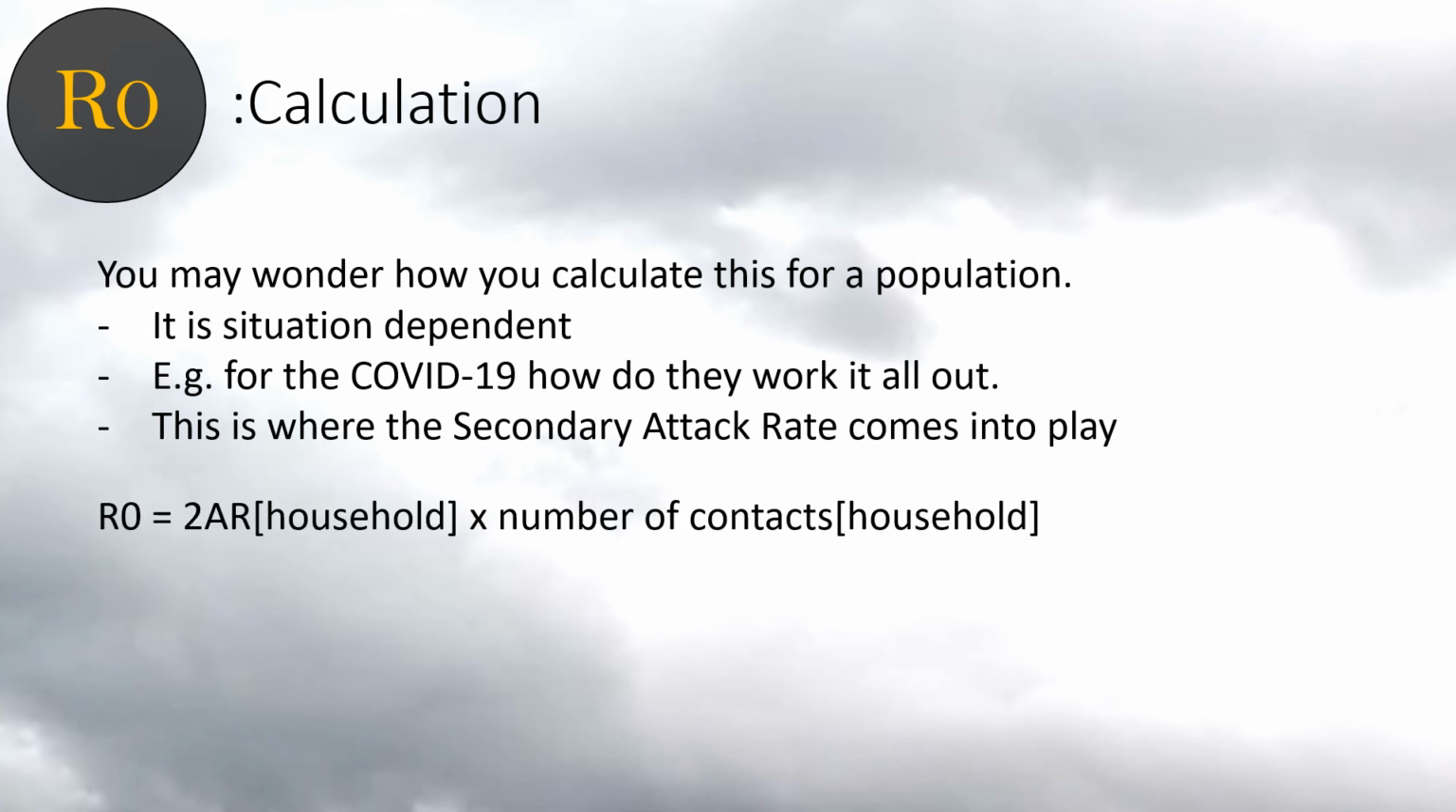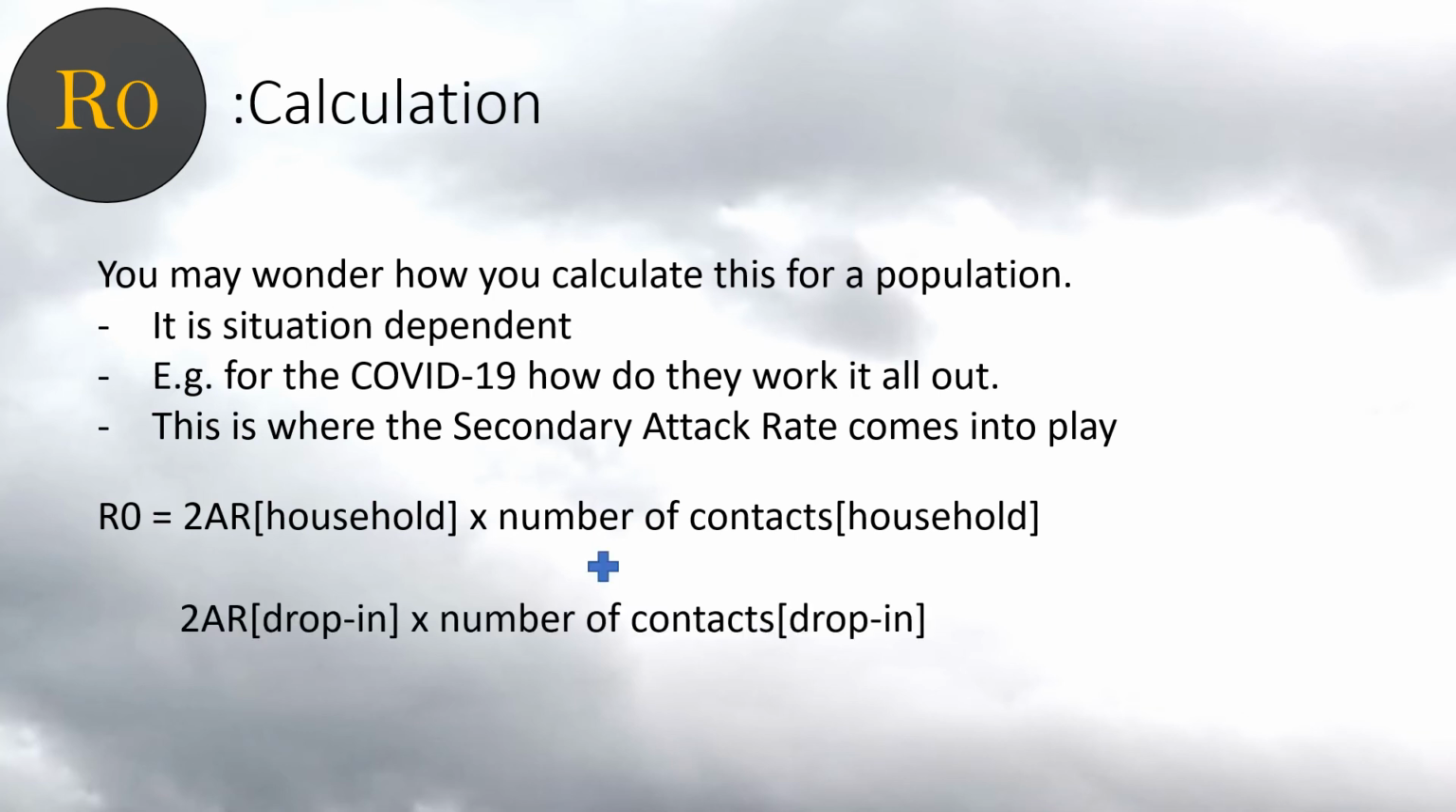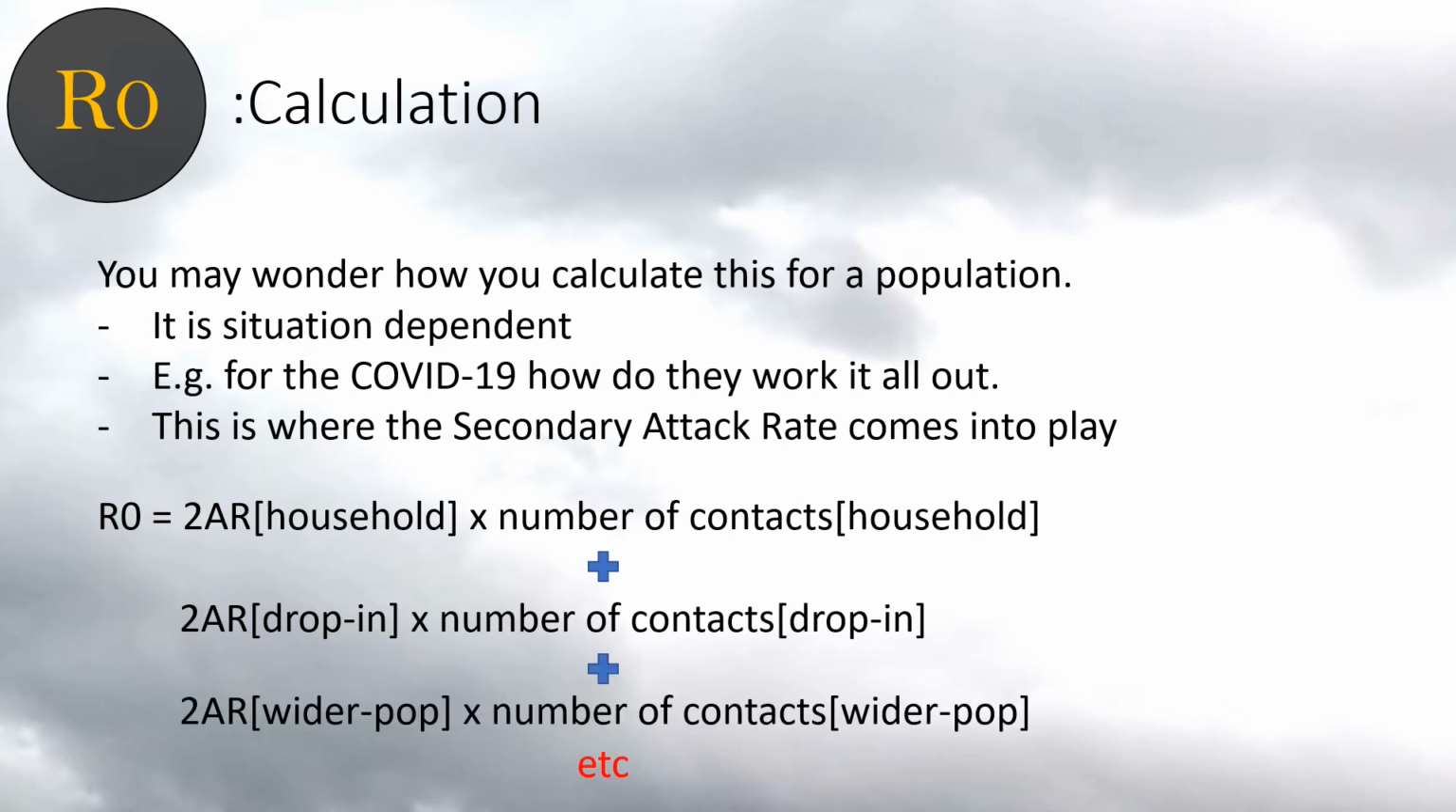Now, you can calculate the R0, especially with COVID-19, by having the secondary attack rate of a household times the number of contacts within that household. Then you add that to the secondary attack rate of the individuals, so you go a bubble out, the drop-ins, people who drop in, times the number of contacts in the drop-ins, and then you add in the wider population. You keep going wider and wider and wider, and you take your subsample and you try to infer from that population what the attack rate will be, right?